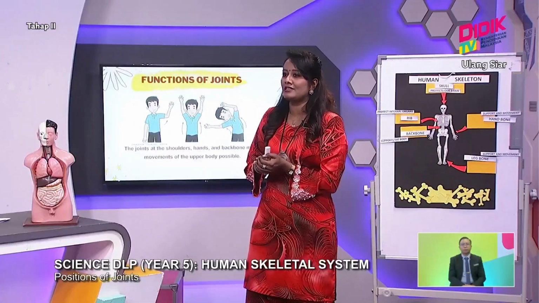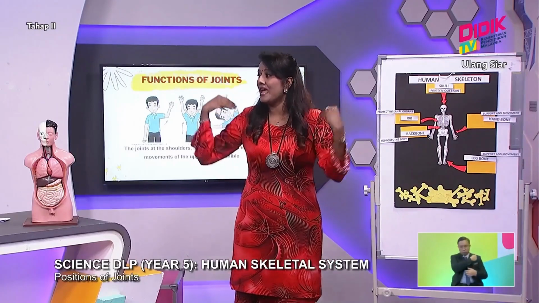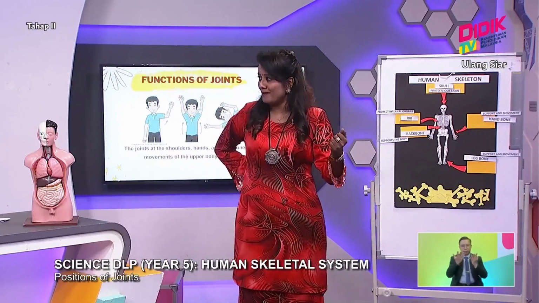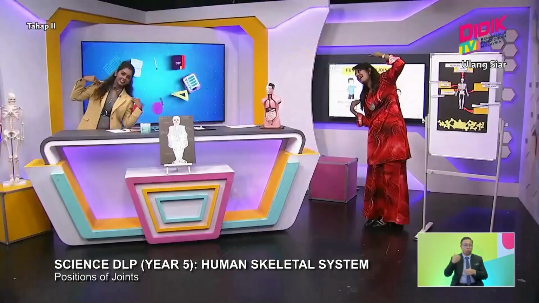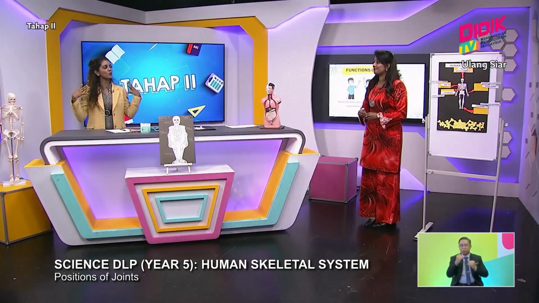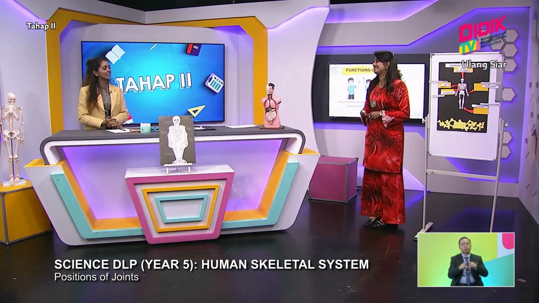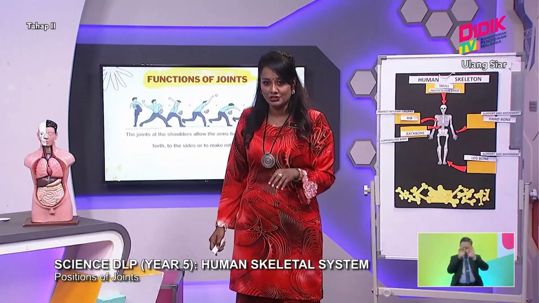Even you can see the joints at the shoulder. The shoulder joint and backbone make movement of the upper body possible. If you move to the front, back or side, or bend your body, that's how the joints work together. These are the importance and functions of joints.